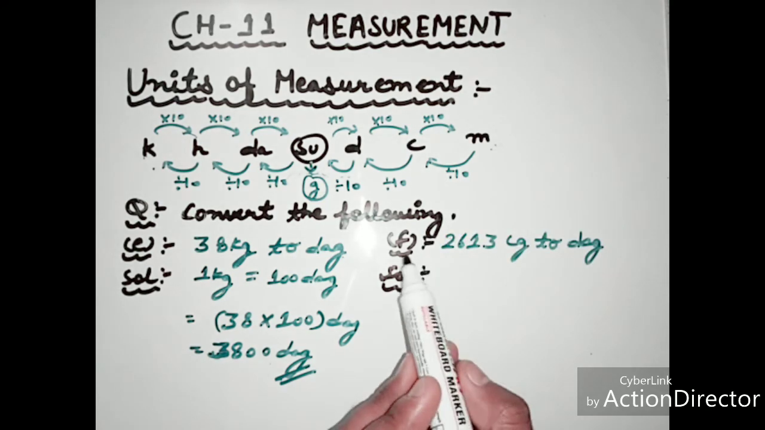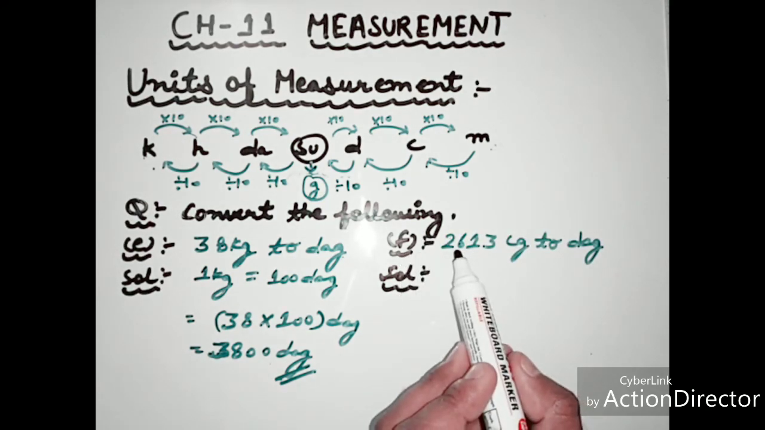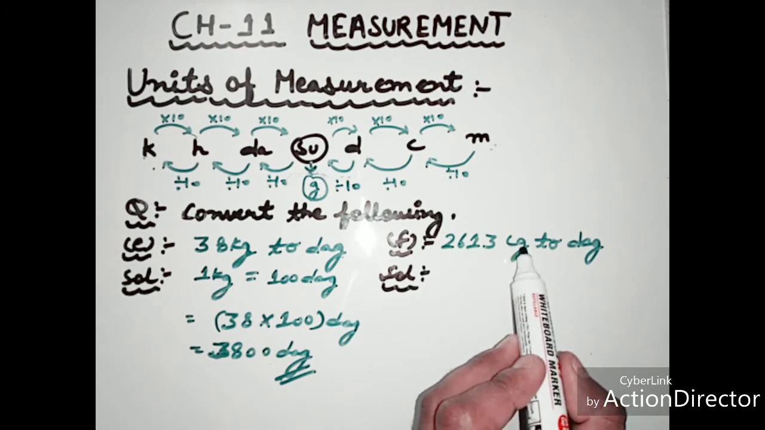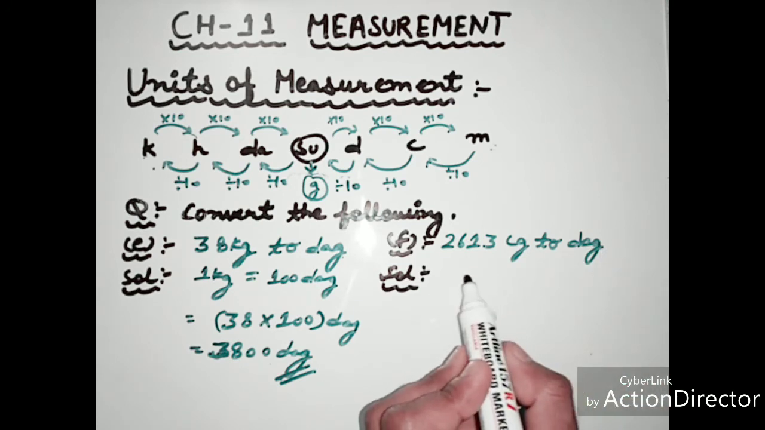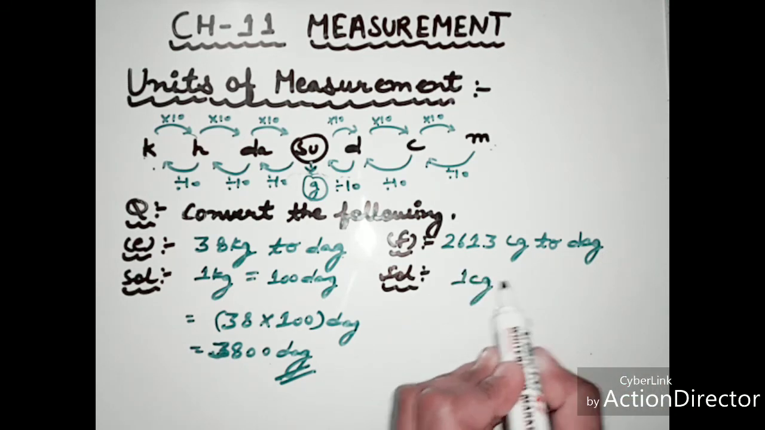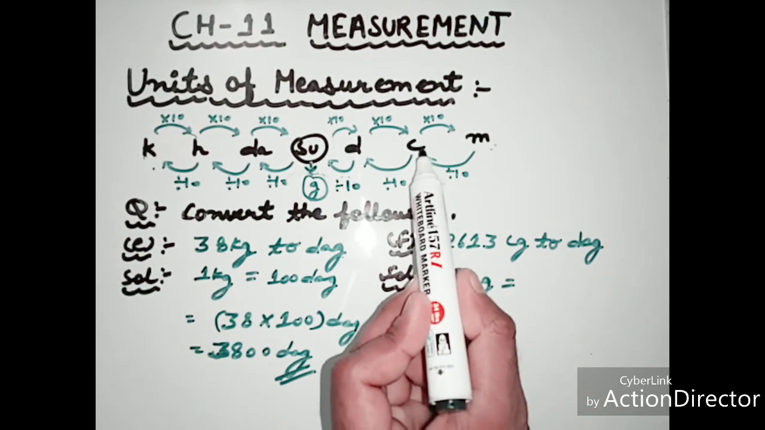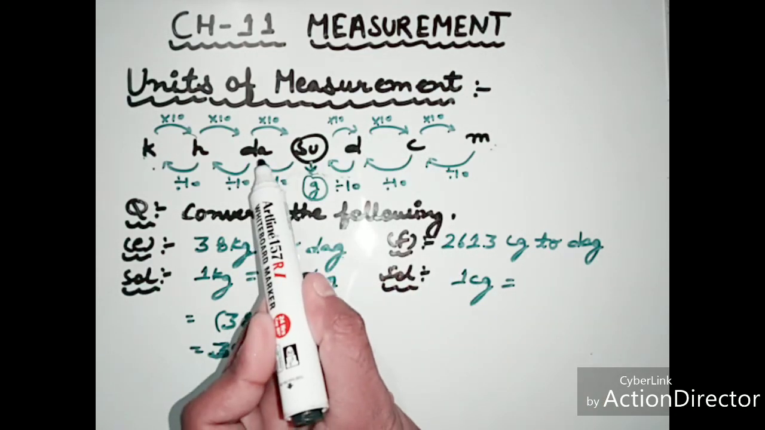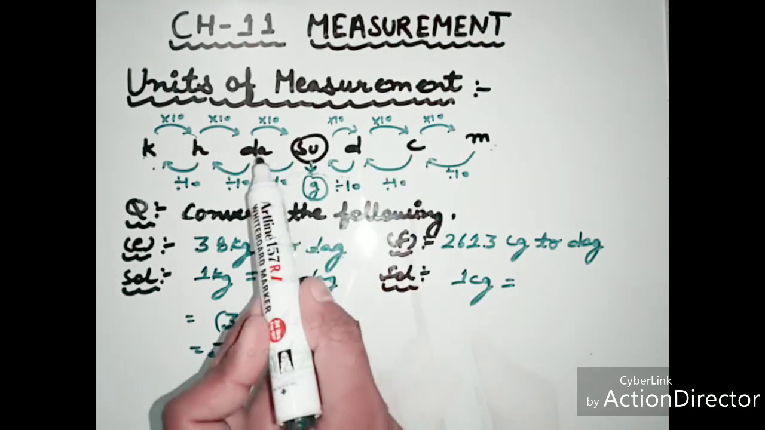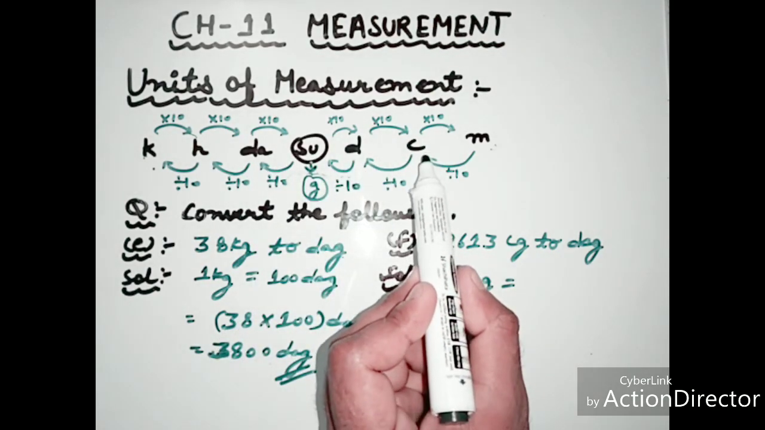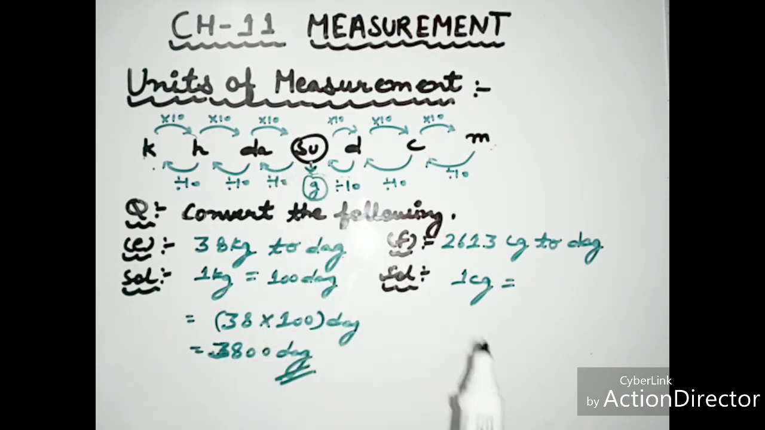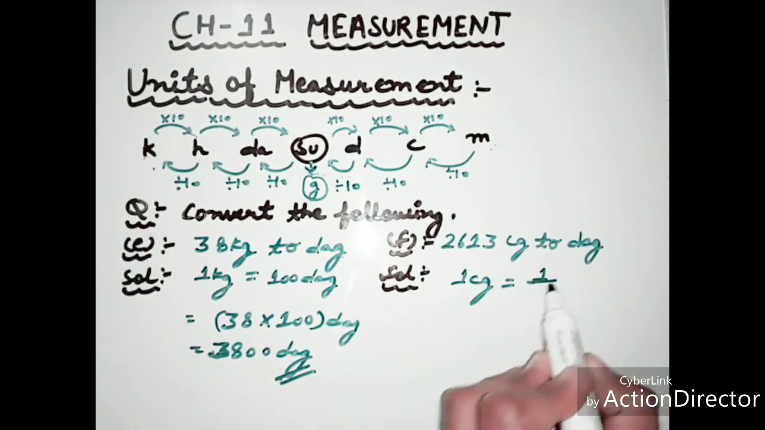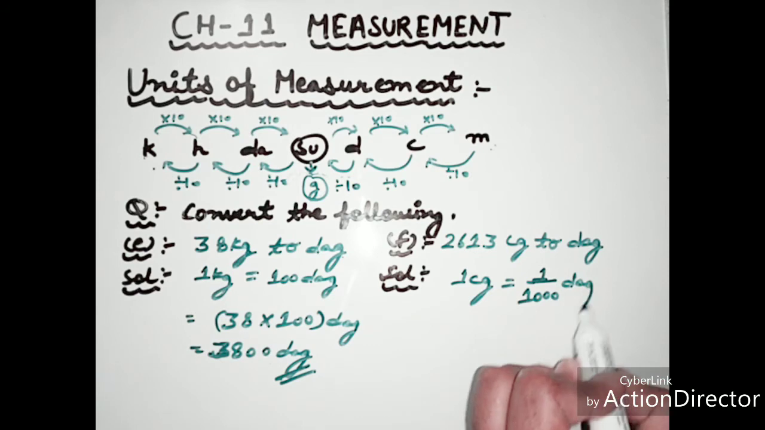Now the next example, example number F, 2613 centigram convert into decagram. So here first we check how many decagram in 1 centigram. So centigram is here and decagram is here. So here we move lower to higher units. So we move right to left, 1, 2, 3. So how many places? Total 3 places, means 1 upon 1000 decagram. So 1 centigram equal to 1 upon 1000 decagram.